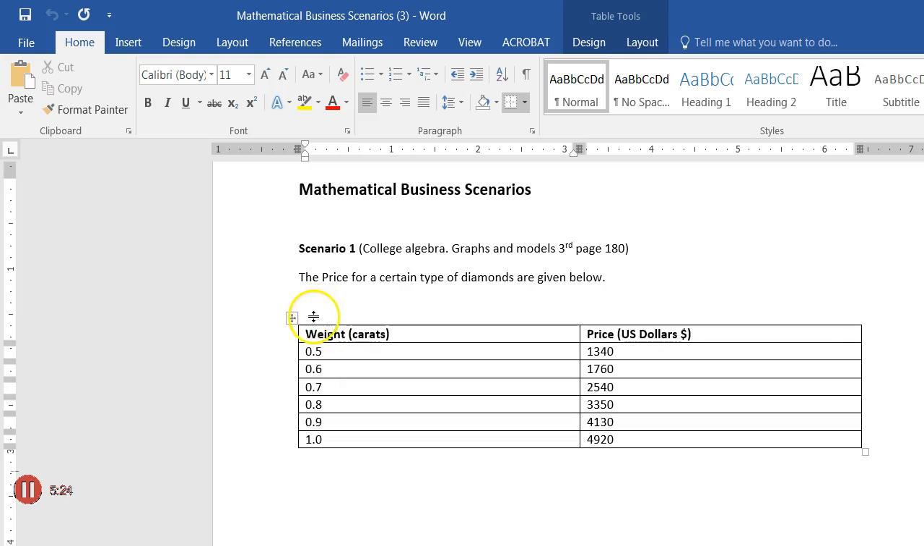On the other hand, if somebody asked a different question, what would be the weight of a diamond priced at $3,000? Now 3,000 is not here. 2,540 is here, 3,350 is here, so 3,000 is not here. So how do you find the appropriate weight? Again, you need an equation and solve for x. So the equation is very important to make predictions and do analysis about a data set that you have.